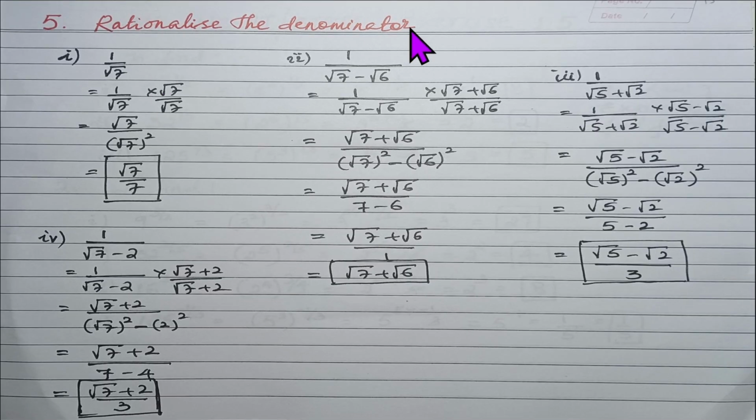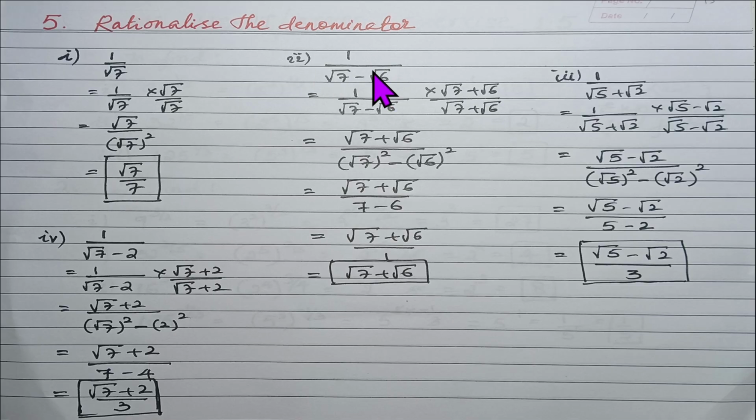Now, coming to rationalizing the denominator. Square root 1 upon root 7, we want to rationalize it. The rationalizing factor is root 7. So 1 by root 7 into root 7 by root 7. Root 7 by (root 7)² is equal to root 7 upon 7, which is the answer.